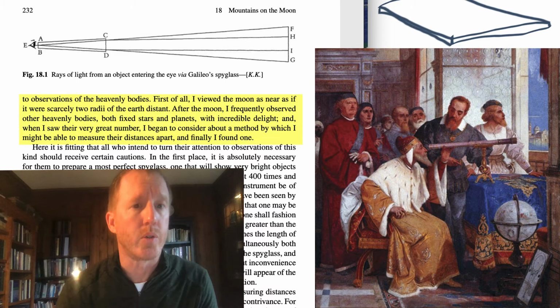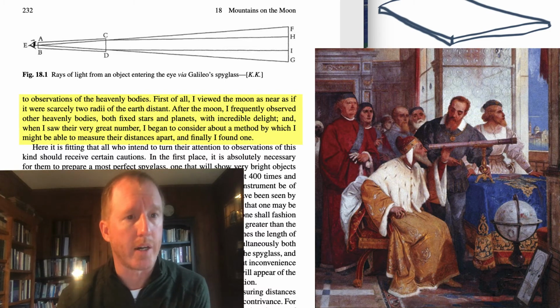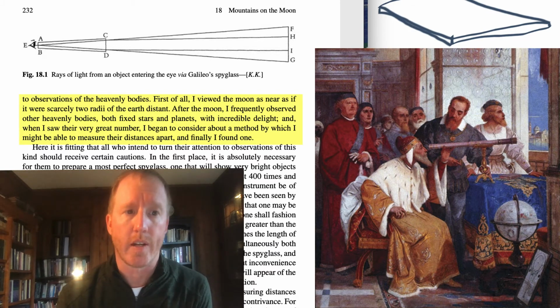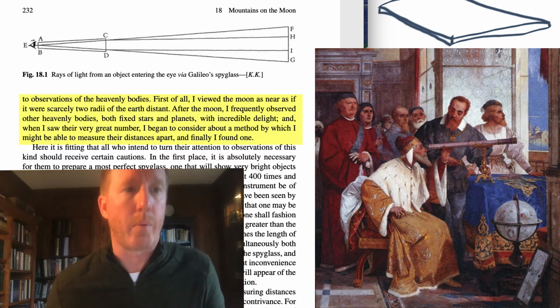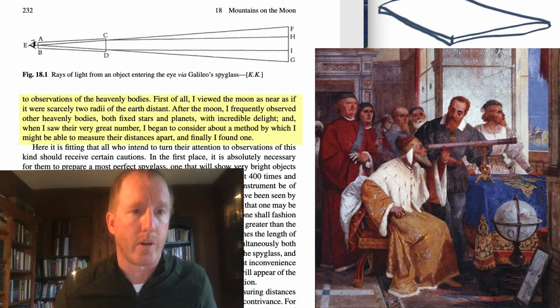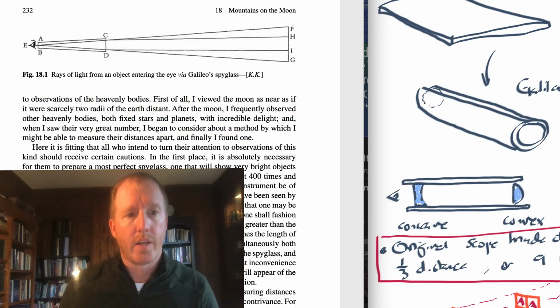He says, after the moon, I frequently observed other heavenly bodies, both fixed stars and planets, with incredible delight. And when I saw their very great number, I began to consider about a method by which I might be able to measure their distances apart, and finally I found one. And so there you have it.